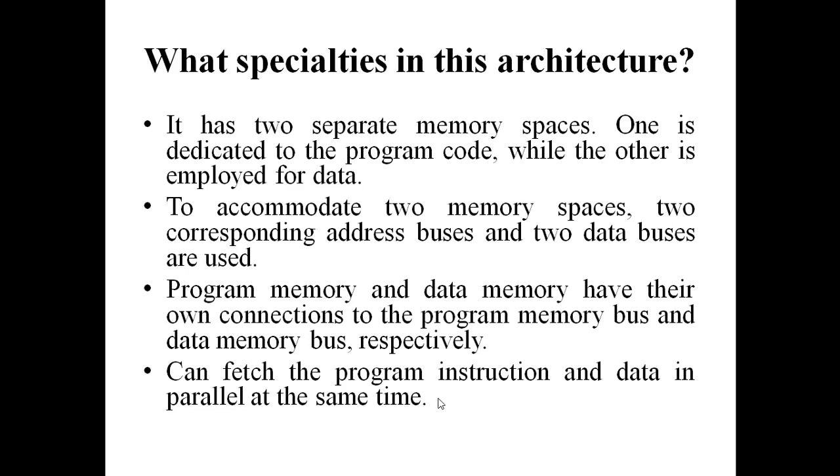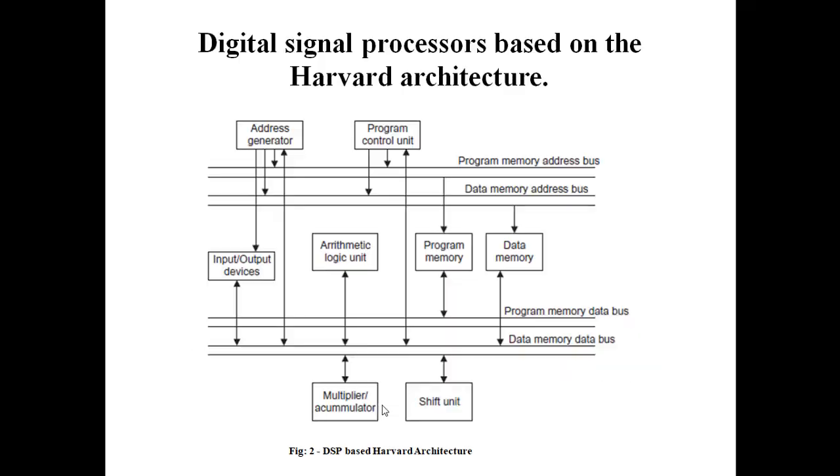Now what's the specialty in this architecture? As we discussed in the previous slide, it has two separate memory spaces. One is dedicated to program code while the other is employed for data. To accommodate two memory spaces, two corresponding address buses and data buses are used. Program memory and data memory have their own connections to the program memory bus and data memory bus respectively. So it can fetch the program instruction and data in parallel at the same time. Since we have separate buses, it can fetch the program instruction as well as data at the same time.